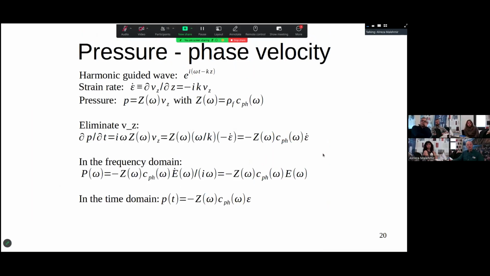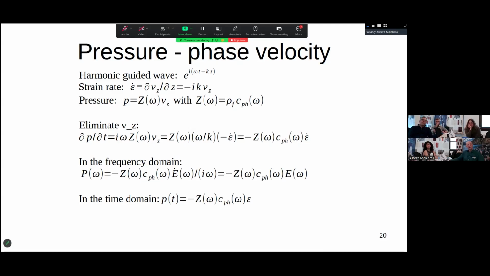So we want to now compare a bit what we get when we record with hydrophones and what we have when we record with fiber optics. So there's a relationship between the pressure in the borehole and the phase velocity.